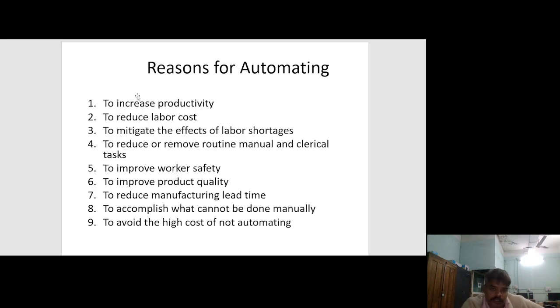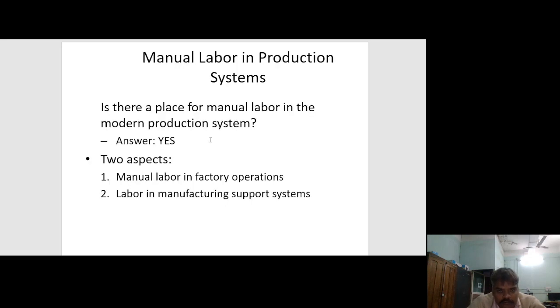Reasons for automating: to increase productivity, to reduce labor cost, to mitigate the effect of labor shortage, to reduce or remove routine manual and clerical tasks, to improve worker safety, to improve product quality, to reduce manufacturing lead time, to accomplish what cannot be done manually, and to avoid the high cost of non-automating.